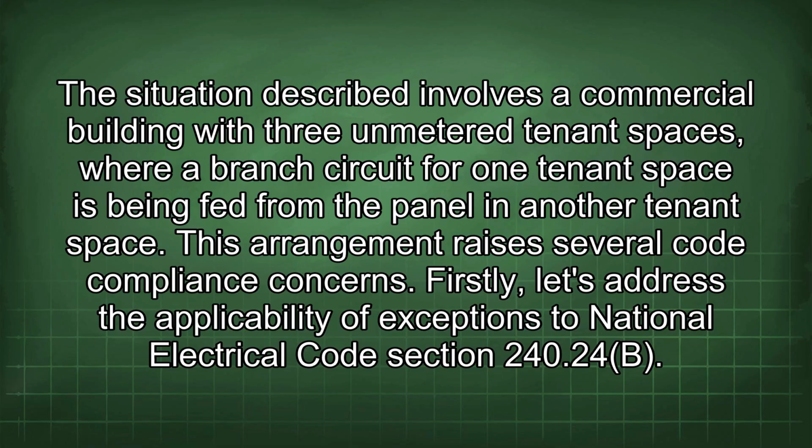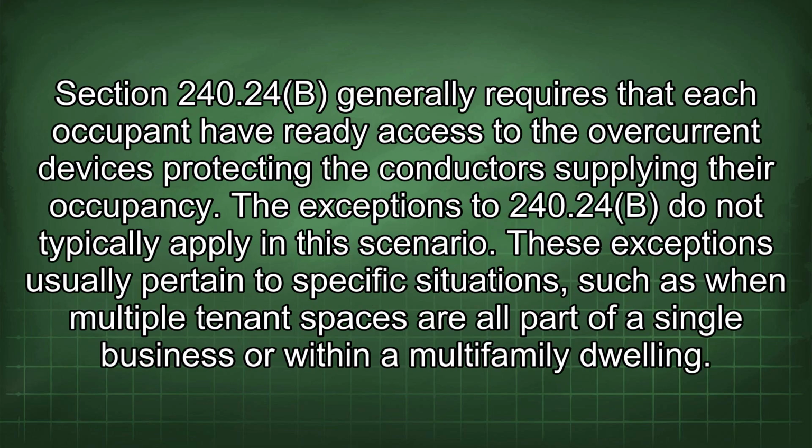Firstly, let's address the applicability of exceptions to National Electrical Code Section 240.24(B). Section 240.24(B) generally requires that each occupant have ready access to the overcurrent devices protecting the conductors supplying their occupancy. The exceptions to 240.24(B) do not typically apply in this scenario.